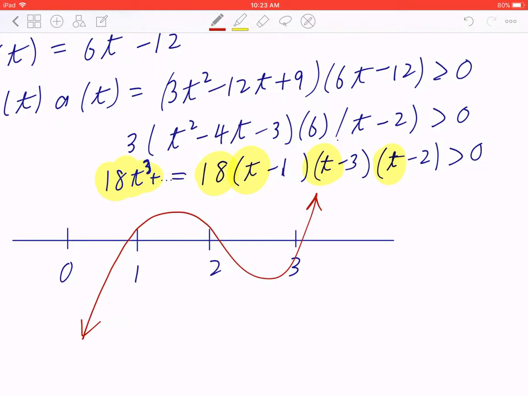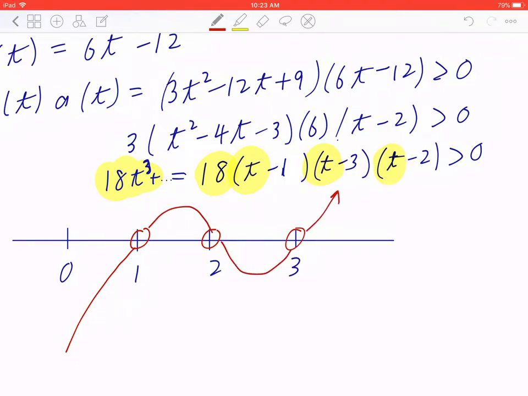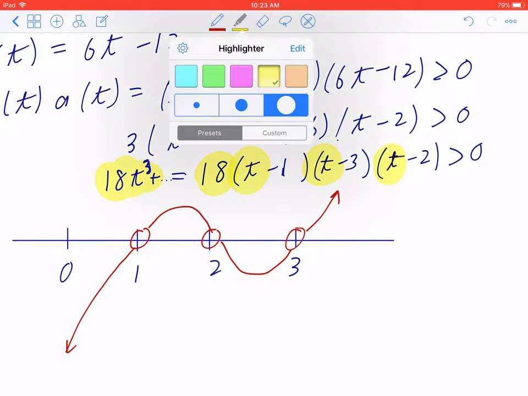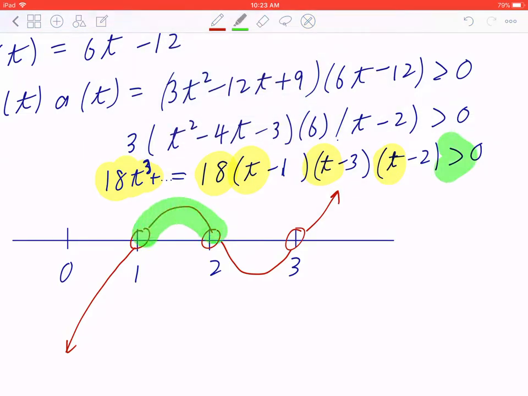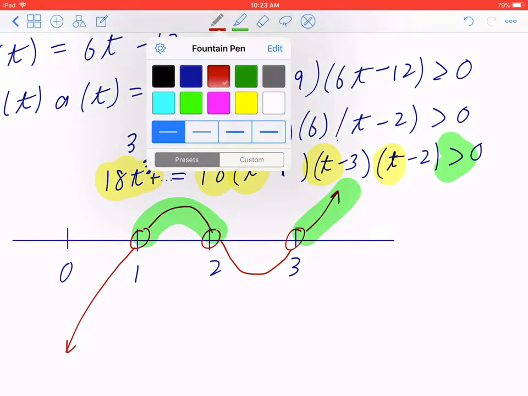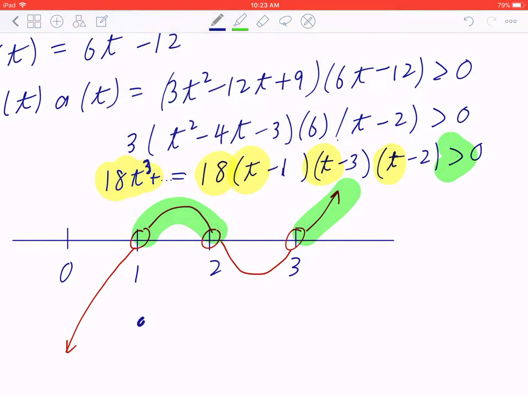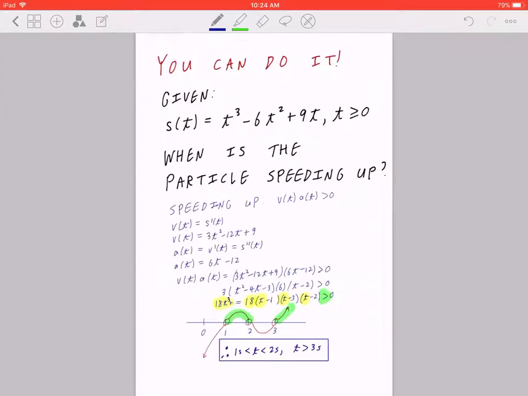Now before we graph this, again, just be mindful that it says greater than 0. There's no equal sign. So we don't count the anchor points. So draw the circles first, then go back, and you can use this as a shortcut. Now because you want to find the time values when it's positive, this means looking at these two intervals, which means, therefore, the particle is speeding up when time is between 1 second and 2 seconds, or when time is greater than 3 seconds. I hope this makes sense.